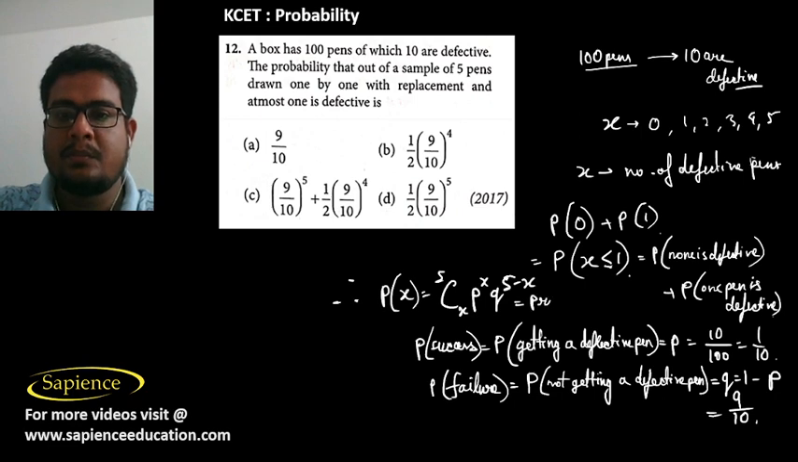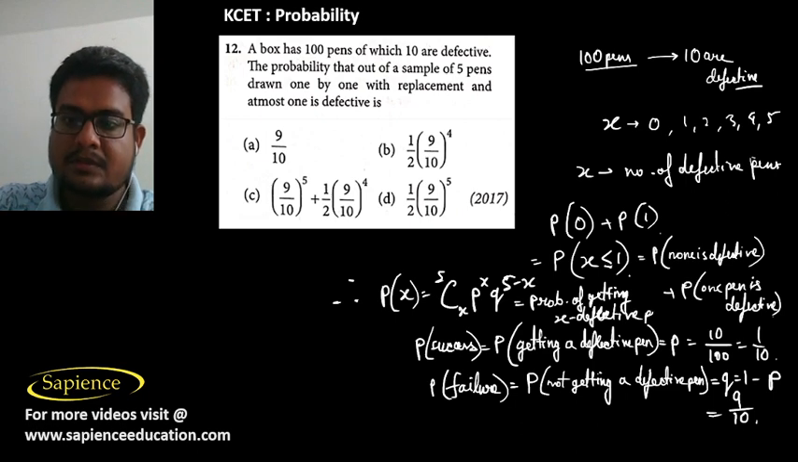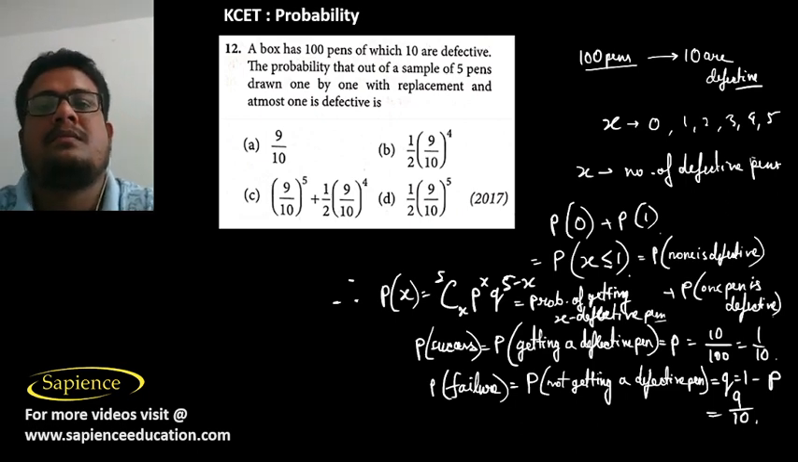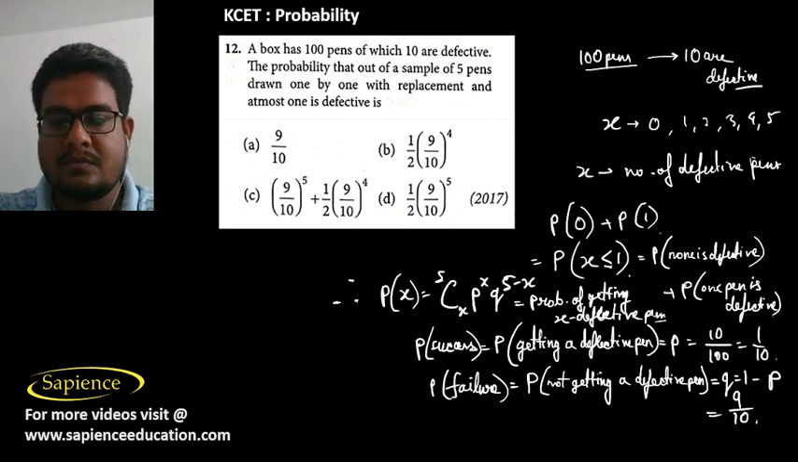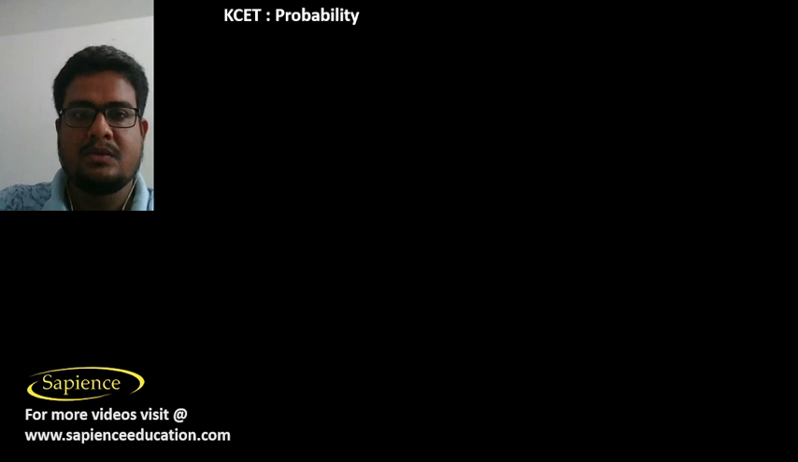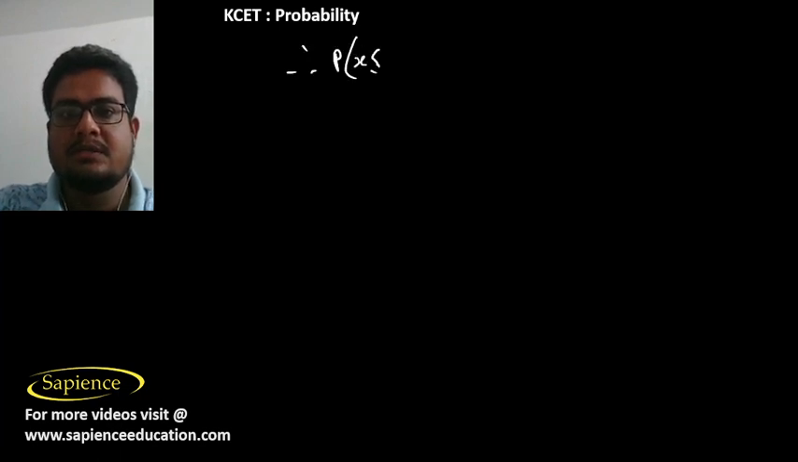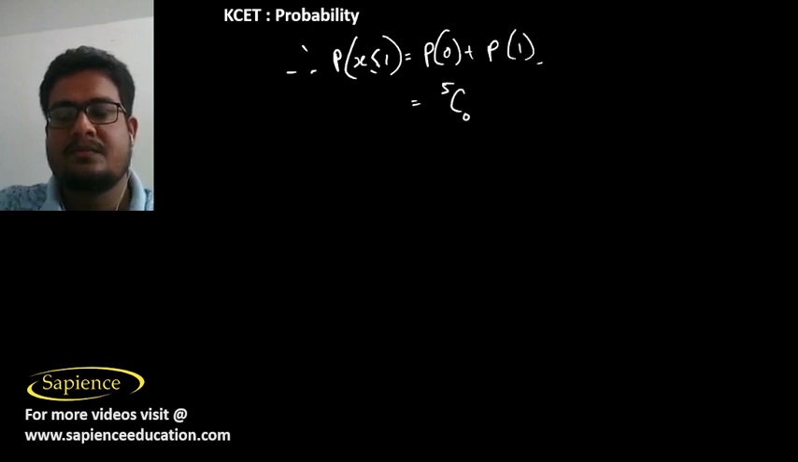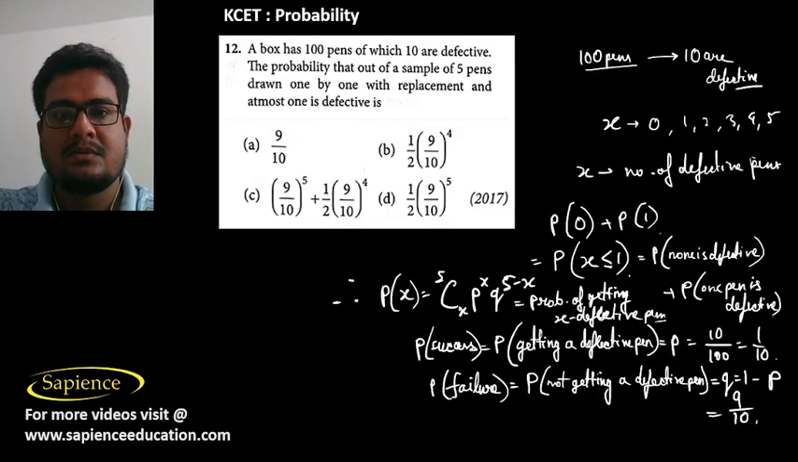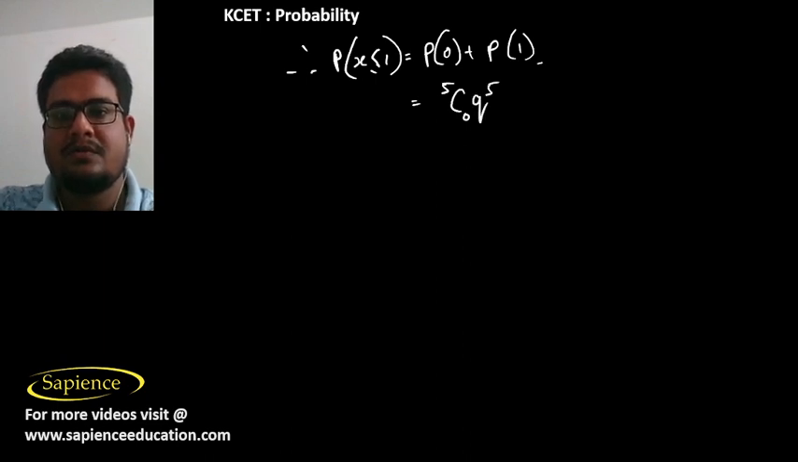It is the probability of getting x defective pens out of those 5. So here we have to find P of 0 plus P of 1, so therefore the probability that x is less than or equal to 1, that is P of 0 plus P of 1, that will be equal to 5c0, none is defective, so that is q power 5, plus this is 5c1 p power 1 into q power 4.